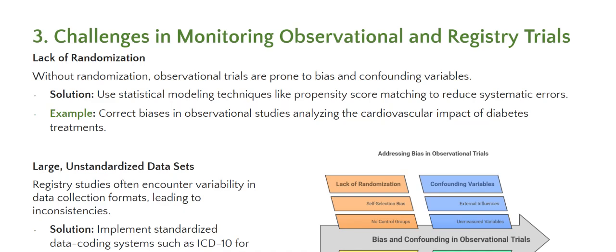So here we have a summarized diagram addressing bias in observational trials, as we have confounding variables, lack of randomization, bias, and statistical modeling techniques, all toward bias and confounding in observational trials.